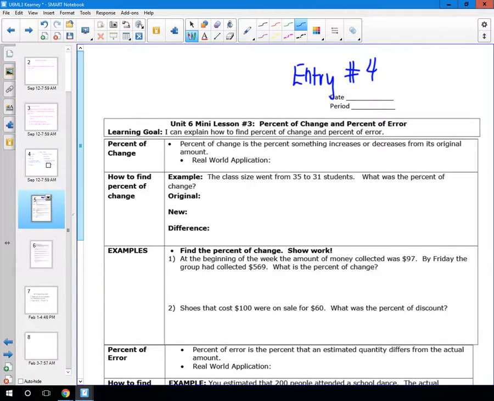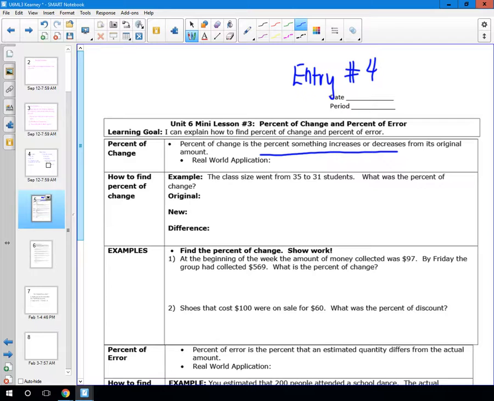Okay? So the first thing we're going to talk about today is something called percent of change. And that is exactly what it sounds like. Percent of change is the percent something increases or decreases from its original amount. So basically, it's how much it changes. It's the percent that it changes.